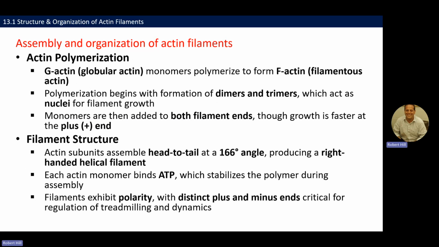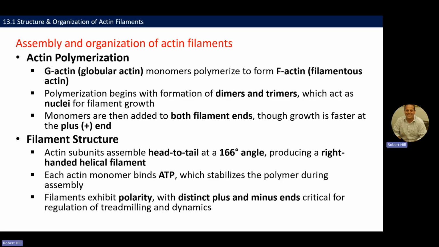All right, so how is it built? We're going to get into the structure of actin in some significant detail. At the most basic, monomer level, it is a globular protein called G-actin. That's what the G stands for, globular. And these monomers come together ultimately to form filamentous actin, which is F-actin.